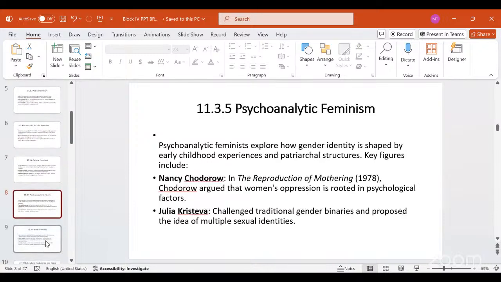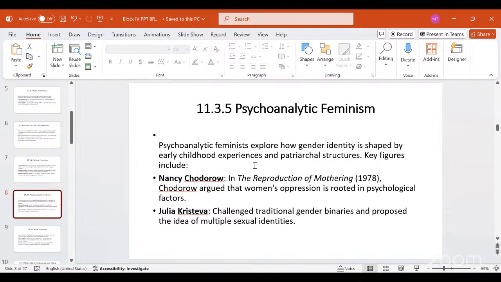Okay, so let's move on and see psychoanalytical feminism. Psychoanalytic feminists explore how gender identity is usually shaped by early childhood experiences and patriarchal structures. When a father is hitting the mother or is domestically abusive, the child also learns the same thing. Similarly, if the mother is traumatized, submissive, or overtly dominant, either way, the child also learns the same thing.